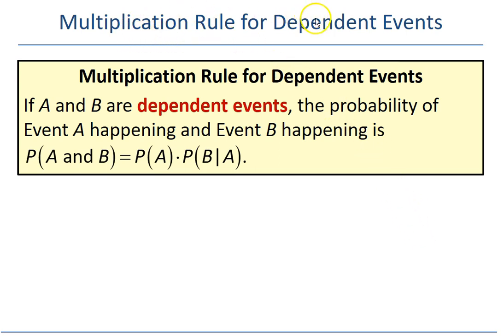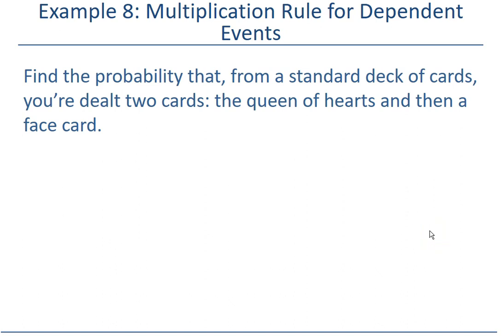Now, the multiplication rule for dependent events, now not independent, but dependent events. Dependent indicates conditional probability. And this is the formula. That A and B would be the probability of A times the probability of B given A. So this gets a little challenging. Let's look at an example here.